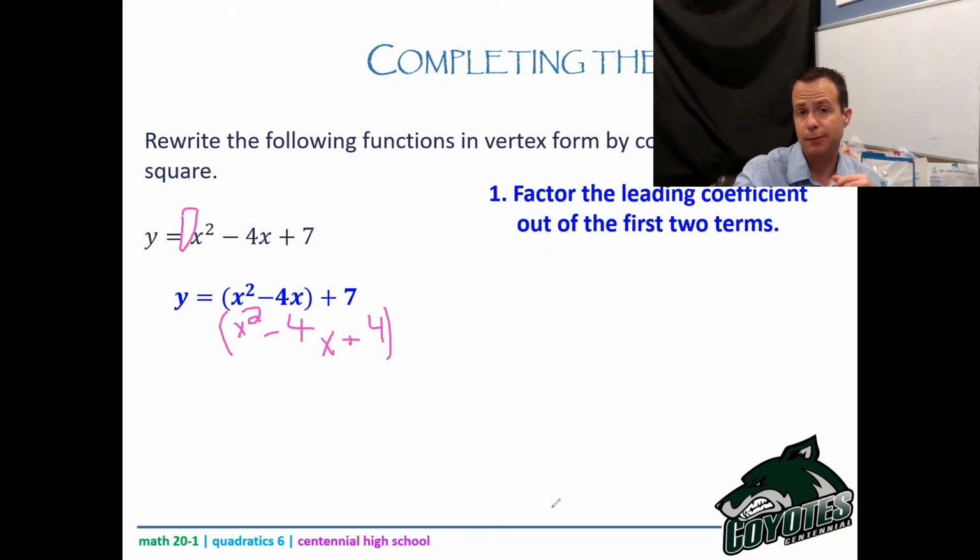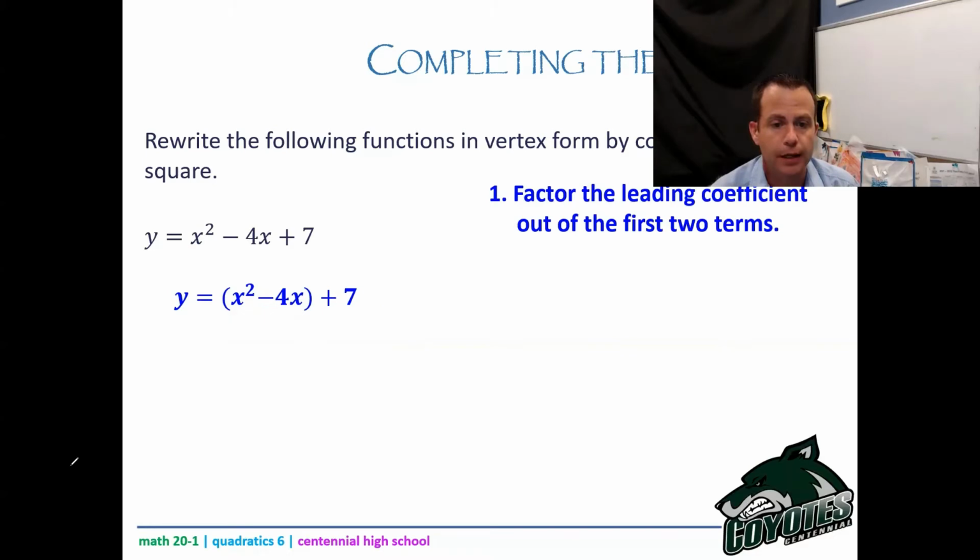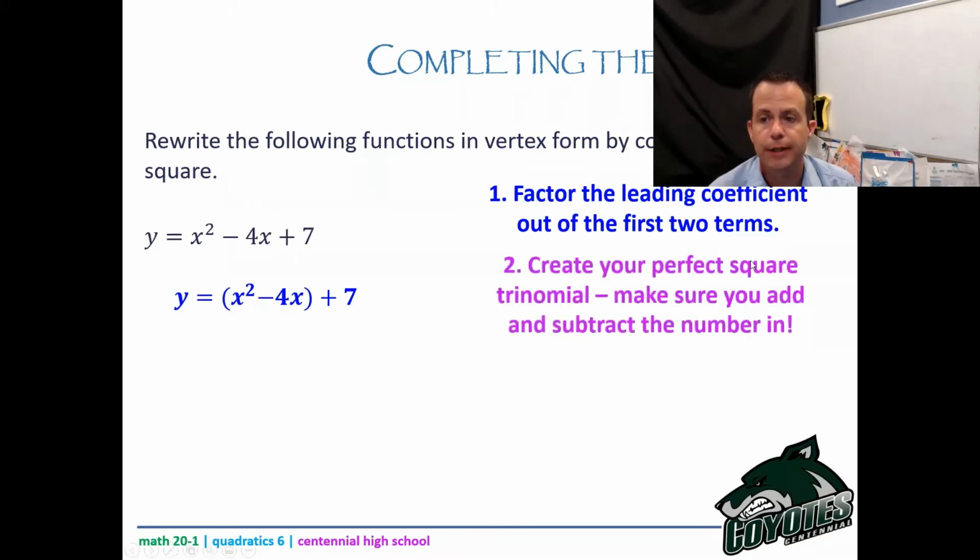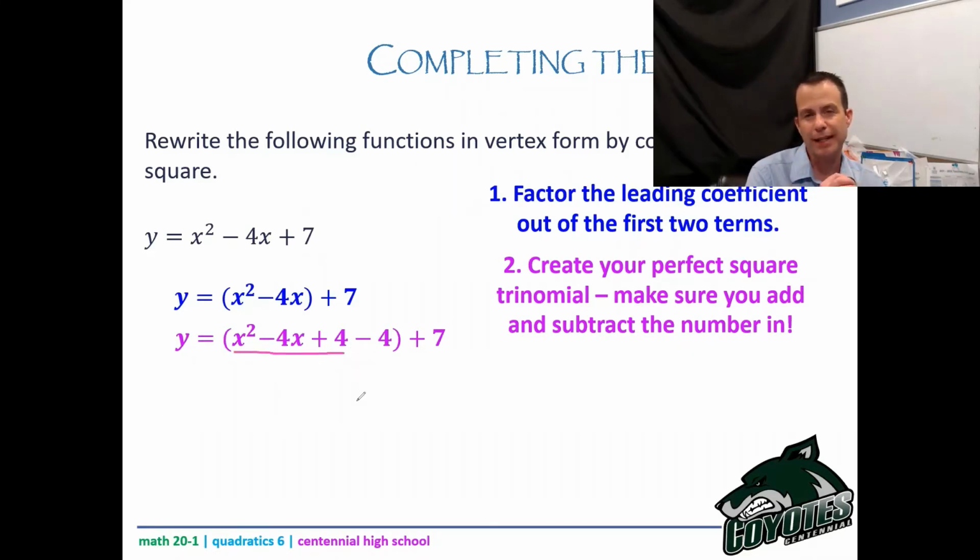I did get the +4 in there, okay? So the +4 has to come in along with a -4 to balance the equation. I'm not allowed to change anything. Okay, so create your perfect square trinomial. Make sure you add and subtract the number in. So that's what I've done here. Here's the perfect square trinomial that I want. This is what's going to make my life nice and easy, but I had to throw that -4 in so that I balance things out.